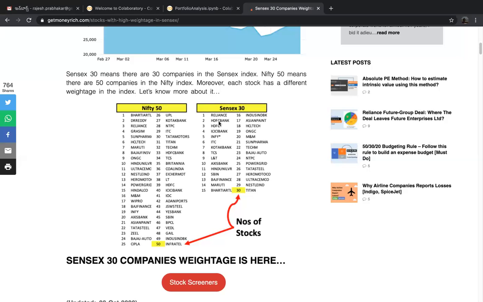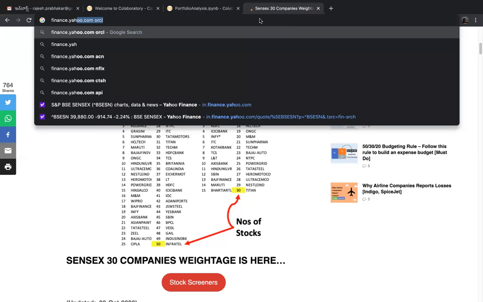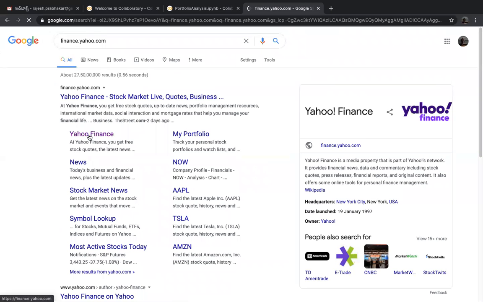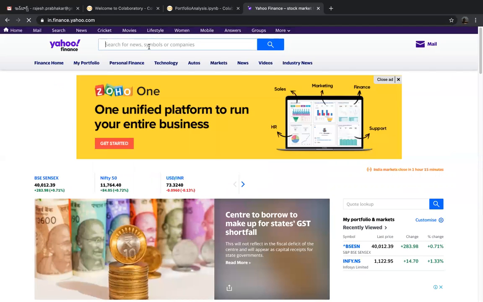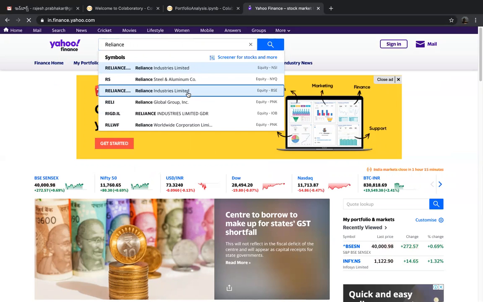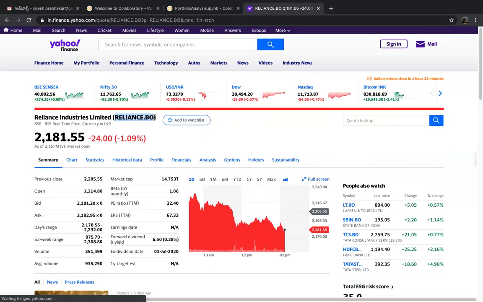Okay, so we'll download these stocks. I'll tell you the tickers, or we'll find the tickers very easily in Yahoo Finance. We'll use the source as Yahoo Finance, finance.yahoo.com. So first we need the ticker of Reliance Industries Limited. We'll take all from Bombay Stock Exchange, so RELIANCE.BO, Reliance in all caps.